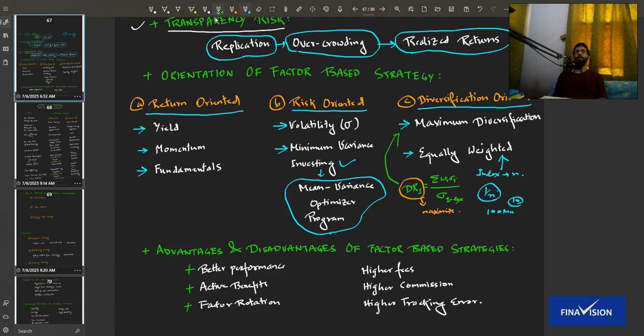Now we'll talk about a few disadvantages. Higher fees. Obviously, setting up factor-based strategies requires higher costs in terms of resources, higher commission. Because there is an active strategy involved here, higher commissions can also be involved. Higher tracking error. Now, one thing is positive tracking error, that can be a good thing. But if it is a negative tracking error of high value, that means the factors which were thought to be rewarding did not reward in the proportion that had been projected. So this can be a possible consequence of factor-based strategy.